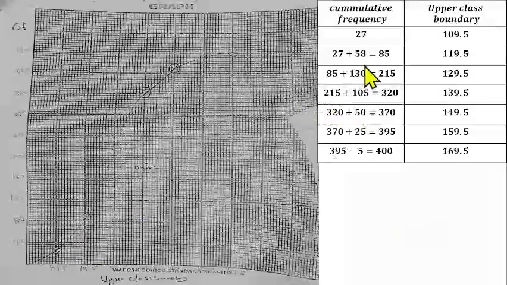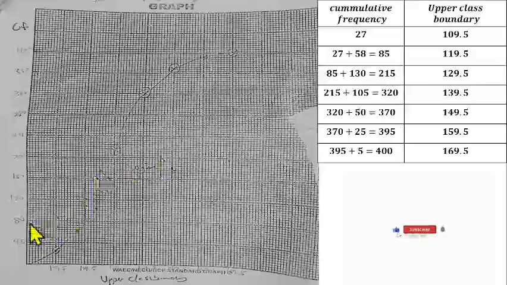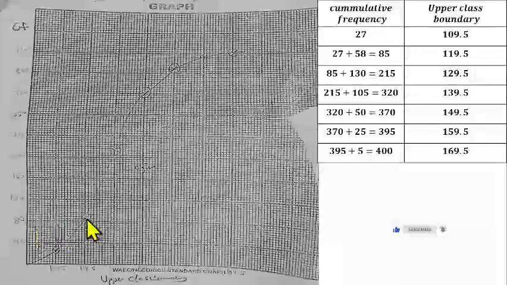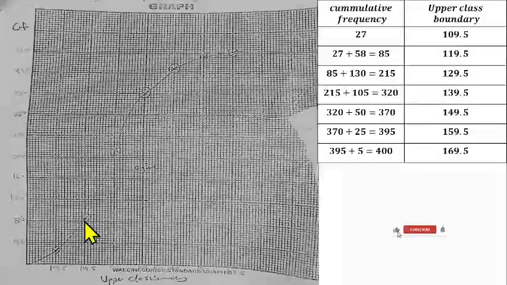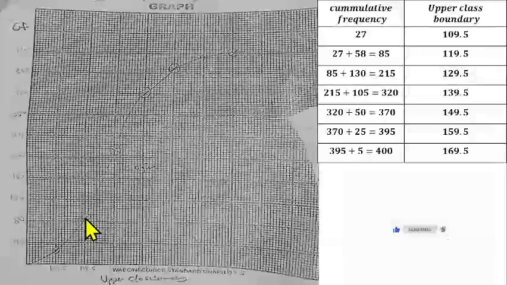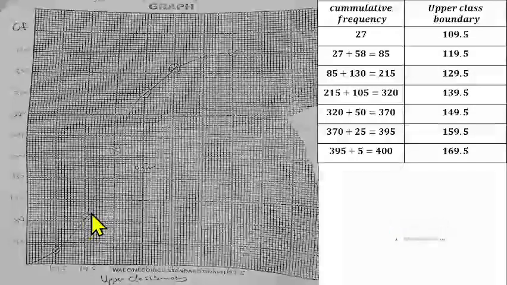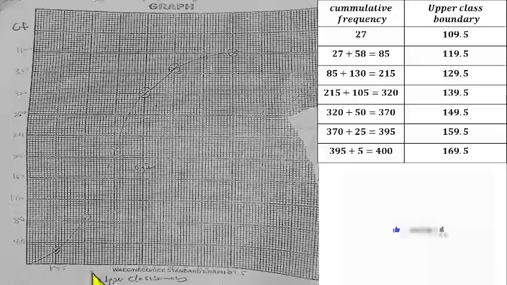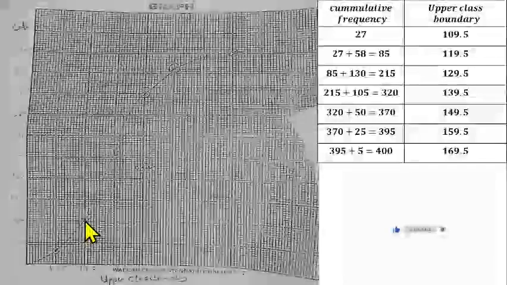Then for the next one we have 85. This is 80, and each line is 4 units, so the next line will be 84. Then 85 will be in between the first line and the second line. So you mark that under 119.5 here. So that is for 85.